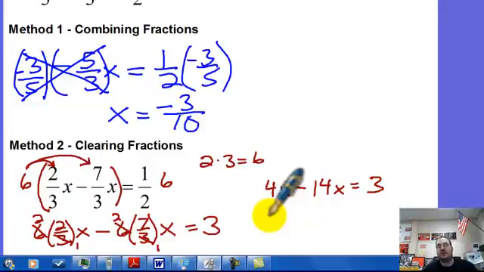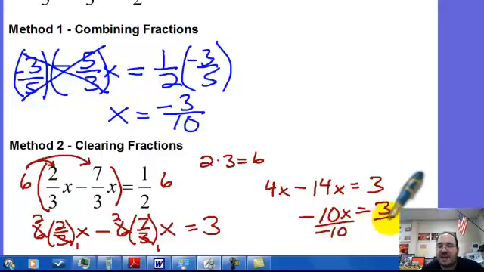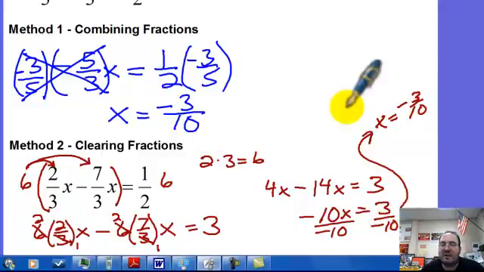And now I don't have fractions anymore. That's why we call it clearing fractions. So you just look at each denominator and think of the smallest number you can that would cancel every single denominator. For this problem, it was 6. So now I just have a regular old problem with no fractions. 4x minus 14x is negative 10x equals 3. And divide everything by negative 10. And you end up with x equals negative 3/10, just like we did here. This negative that was in front of the 10, I just moved it out in front of everything. You can do that. But I got the same answer either way.